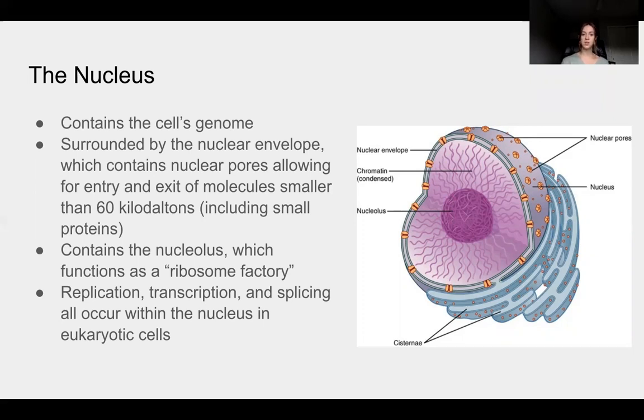Within the nucleus is the nucleolus, which is a ribosome factory. That's where we produce a lot of the ribosomes that are found in the cytoplasm and on the rough ER. Additionally, replication, transcription, and splicing all occur within the nucleus. Obviously, this is only for eukaryotic cells, since they have membrane-enclosed organelles. So that's the nucleus.